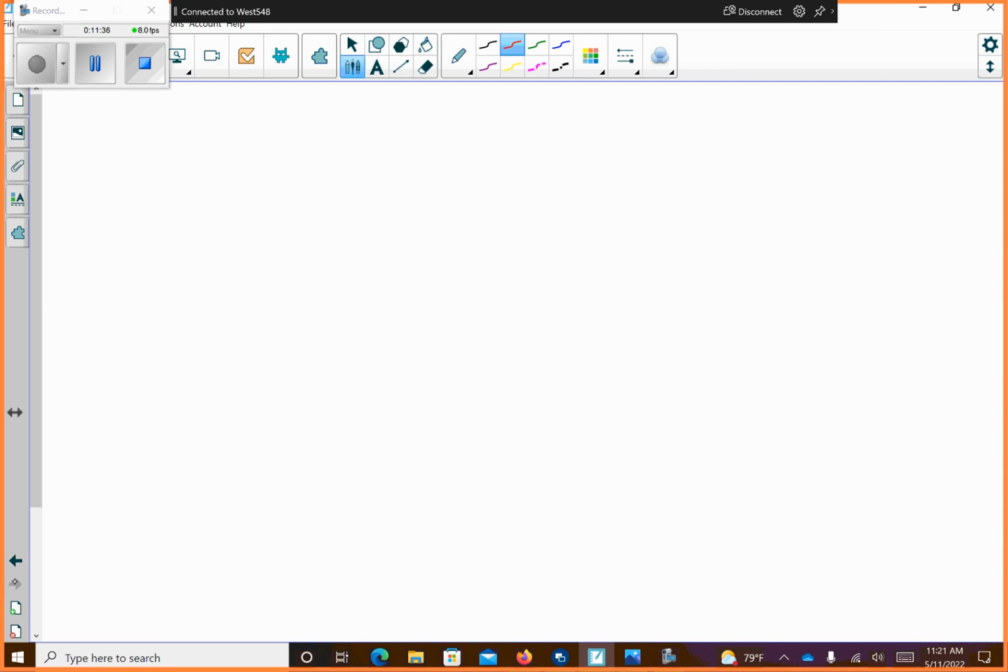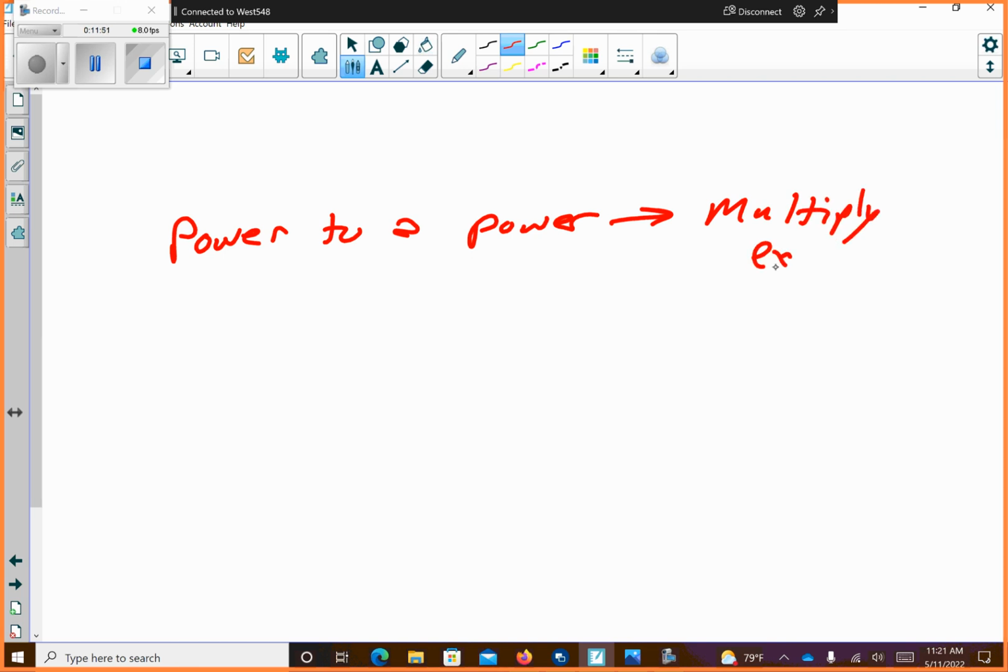Okay. So the next one is when we deal with power to a power. This is where you multiply the exponents together. So if I had x to the third and this was raised to the fifth, this is going to be x to the 15th.